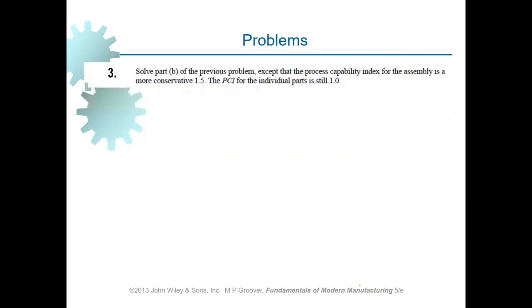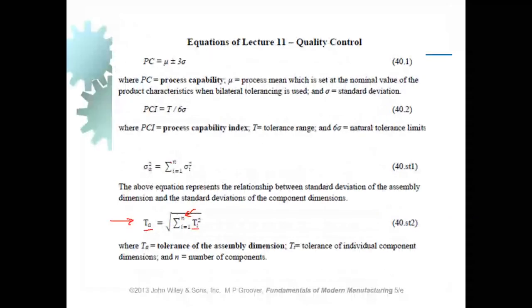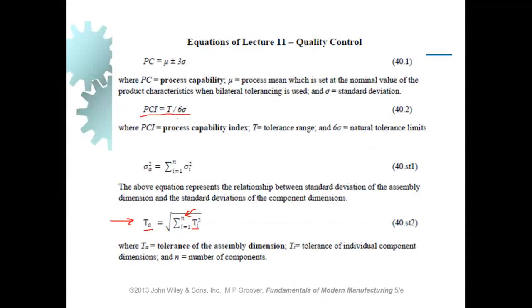Okay, moving on. Now we are asked to solve part B of the previous problem, except that the process capability index for the assembly is a more conservative value of 1.5. The PCI for individual parts still remains the same at 1. Okay, what do we do? In order to do this problem, again, we've got to take a look at the equation sheet and take the equation for the PCI. This is the equation for PCI.